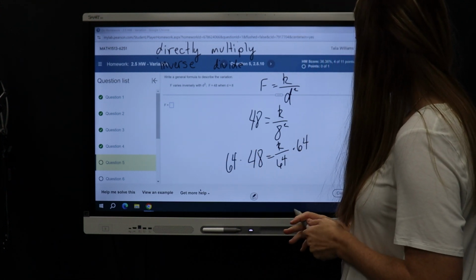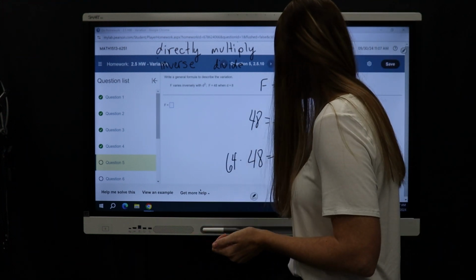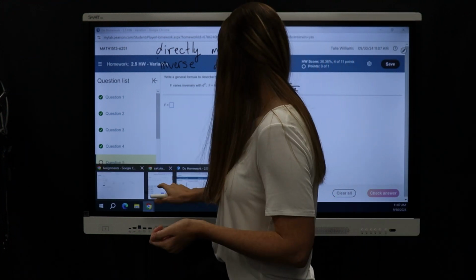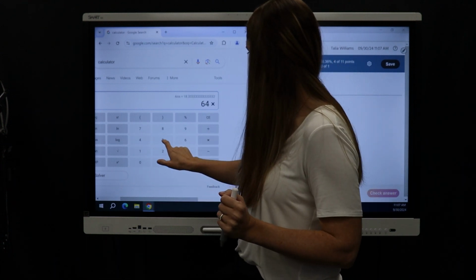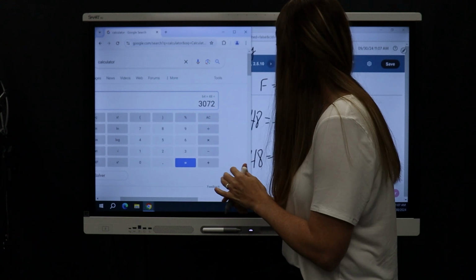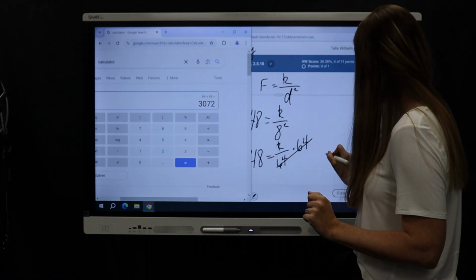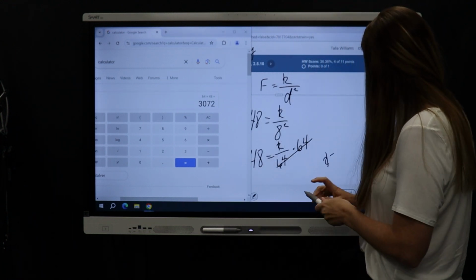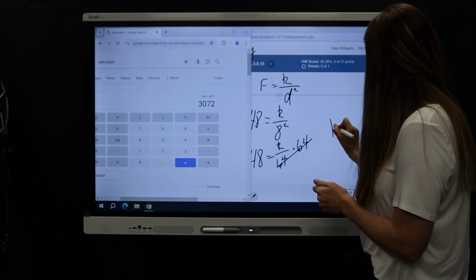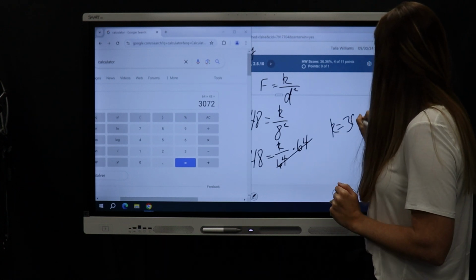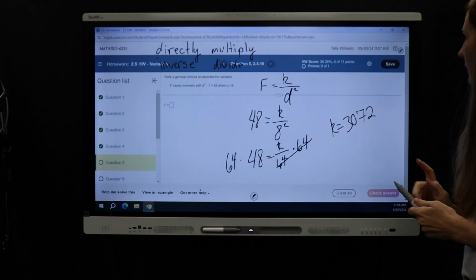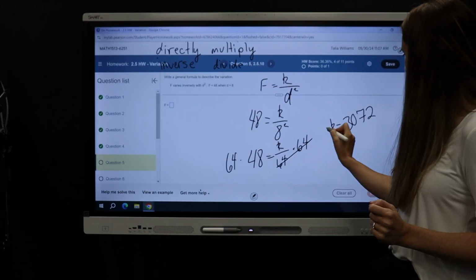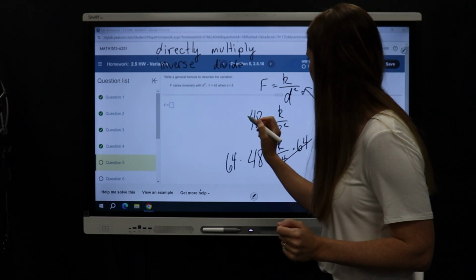I wonder if my calculator's still here, because I do not know what 64 times 48 is off the top of my head. So 64 times 48 equals 3,072. So k equals 3,072. And then we're going to take our k that we just found and plug it in here.